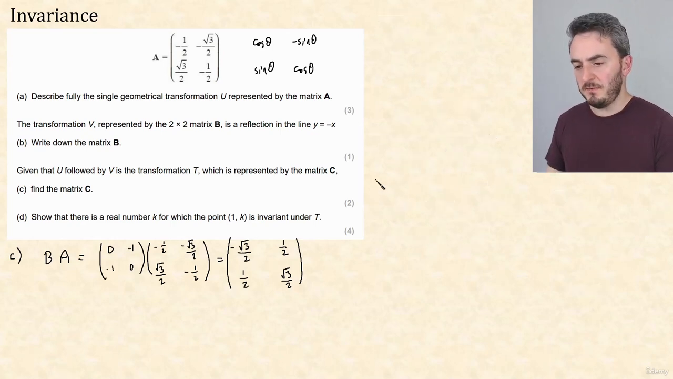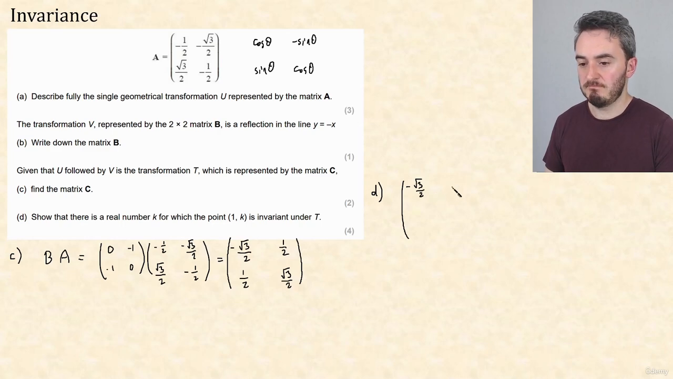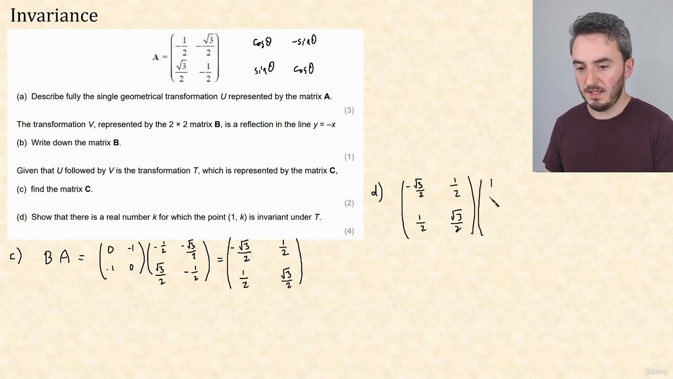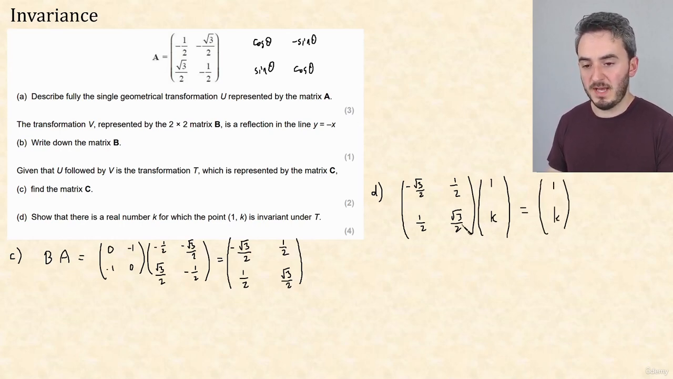Okay, so if there is a point which is invariant, it means that when I take my matrix representing T, and I apply it to the point (1, k), I must get (1, k). So let's see if we can work out what k is.